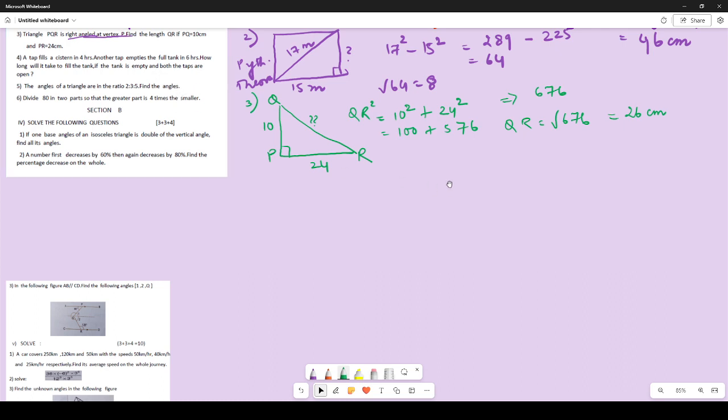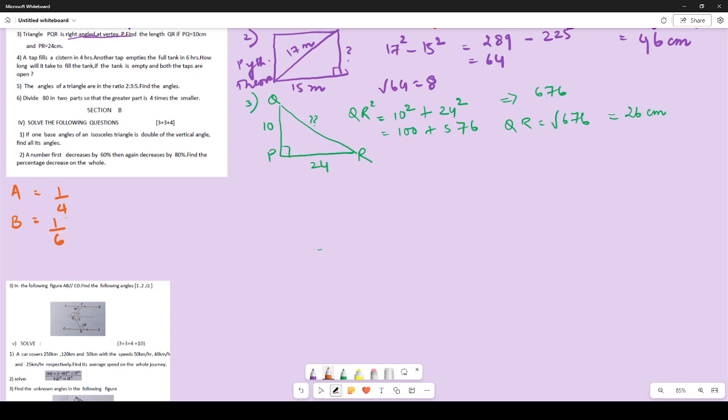A tap fills the cistern in 4 hours, another tap empties the full tank in 6 hours. Now you see, many of you, right, work rate, let us say tap A, which is filling the tank. So the work rate of A will be 1 by 4. Tap B, let us say it is emptying the tank, the work rate of B will be 1 by 6.